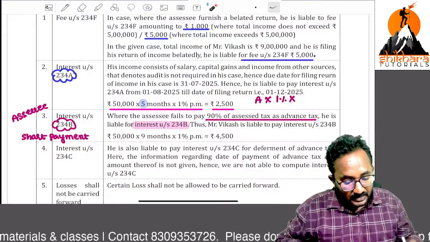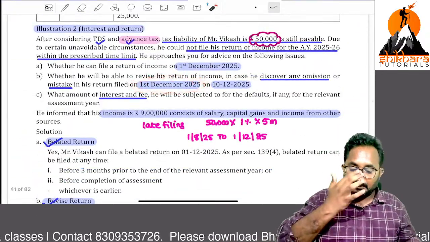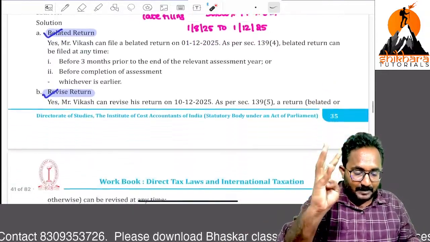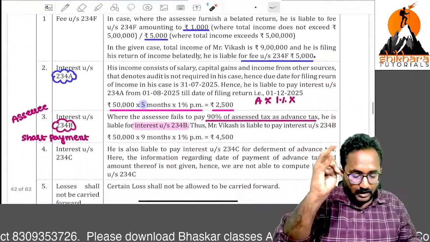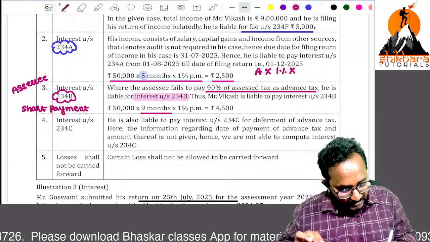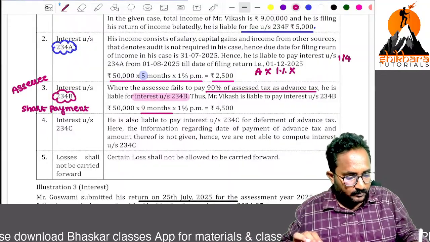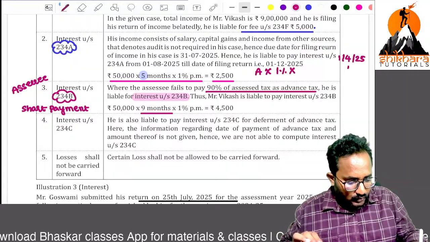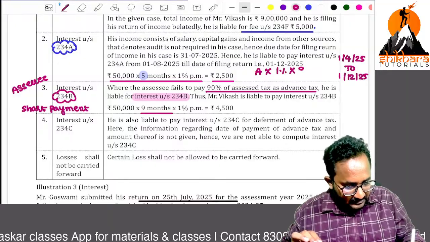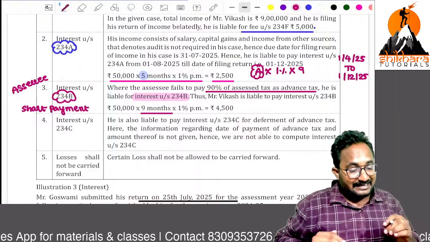Can you tell me on which date the return of income is filed, ma? 1st December. That means April, May, June, July, August, September, October, November, December. Totally 9 months. How did you get these 9 months? From 1st April to 1st December, you get 9 months. But on which amount are we going to pay the interest?